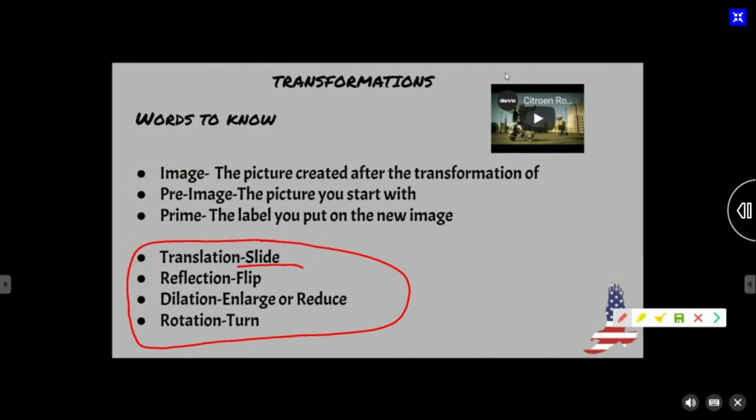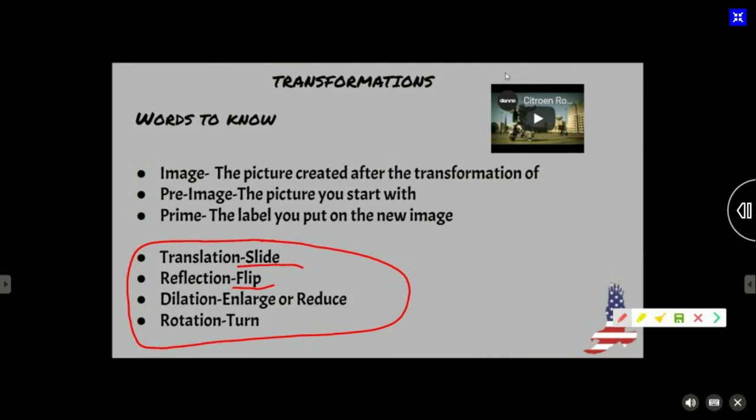Okay? A translation doesn't turn, doesn't flip, doesn't get bigger, doesn't get smaller. A translation just slides. Up, down, left, right, but it stays exactly as it is, and it slides. A reflection, that's a flip. That's that 180 degrees. You ever hold a word up in front of a mirror? It's upside down. It's backwards, right? Okay, that's a 180 degree flip.